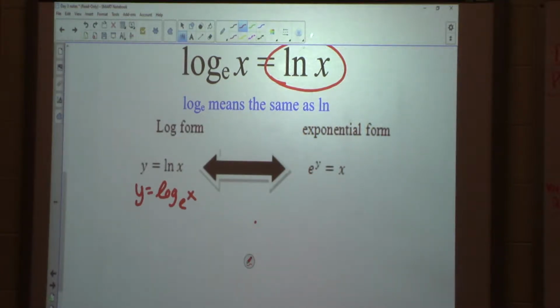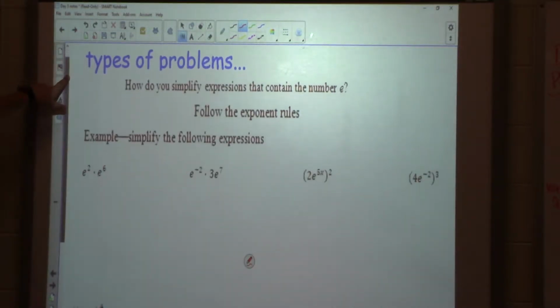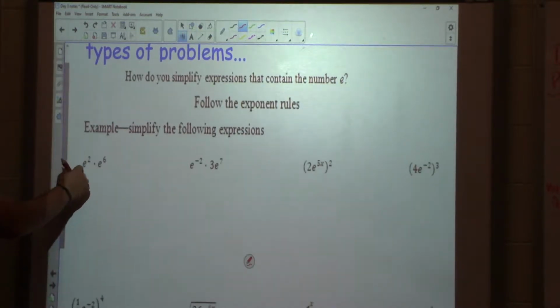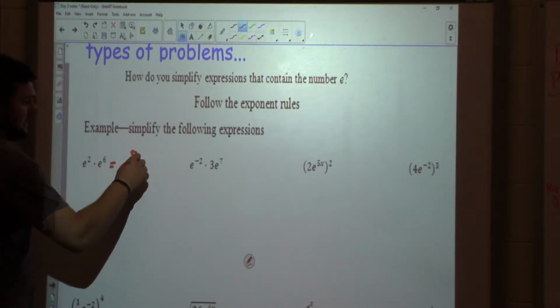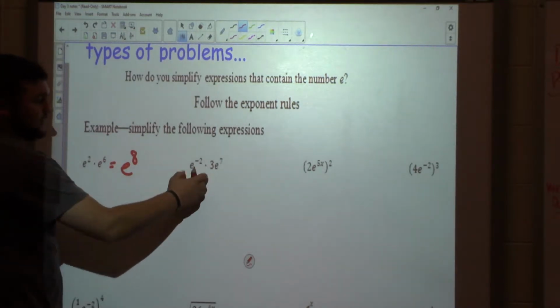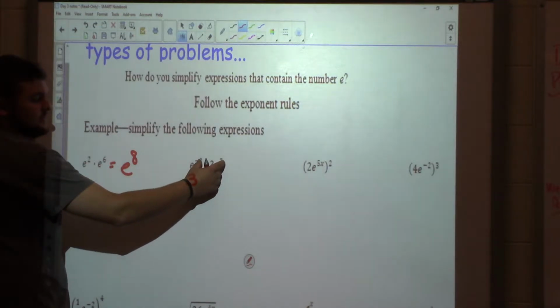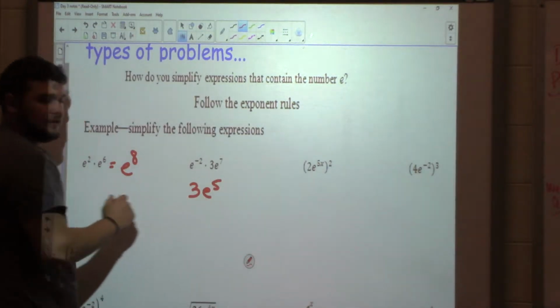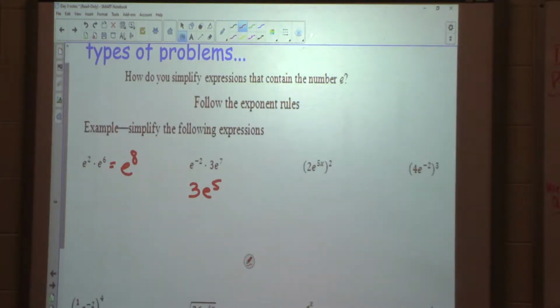Let's flip to our next page. Types of problems. How do we simplify expressions containing e? We use our normal power rules, like we learned last unit in exponents. If I have e squared times e to the sixth, I'm going to add my exponents, because multiplying things at the same base, I add my exponents. It works just like any other exponential rules. We get e to the eighth. Same thing, e to the negative second times 3 e to the seventh. I multiply my whole numbers, 1 and 3, I get 3. Multiplying things at the same base, I add their exponents, I get 3 e to the fifth. Just use my basic power rules like we did last unit.